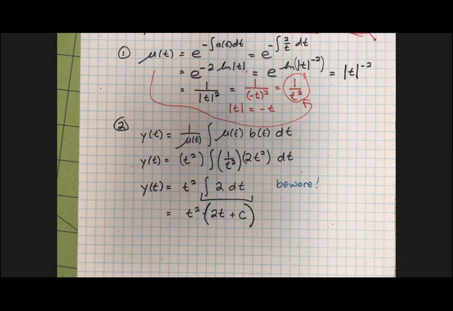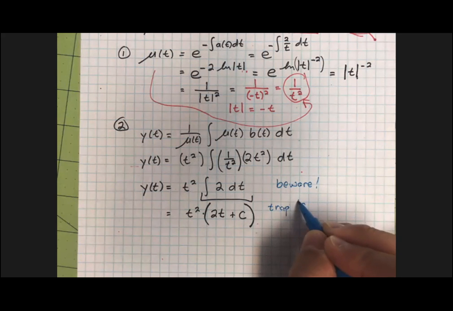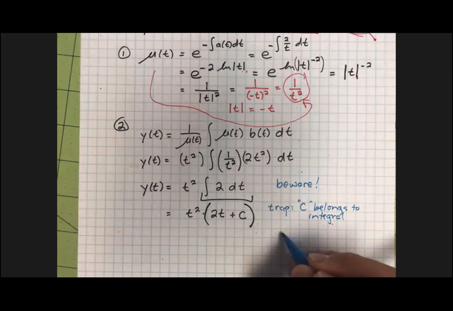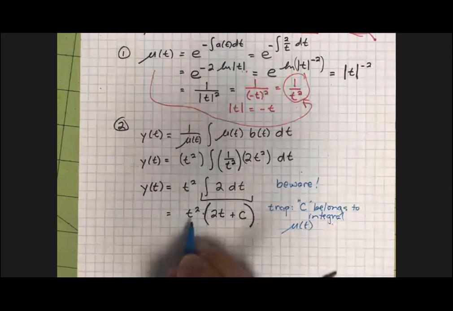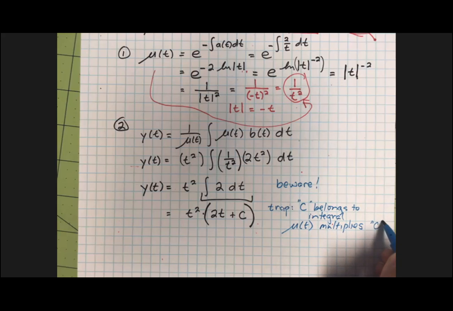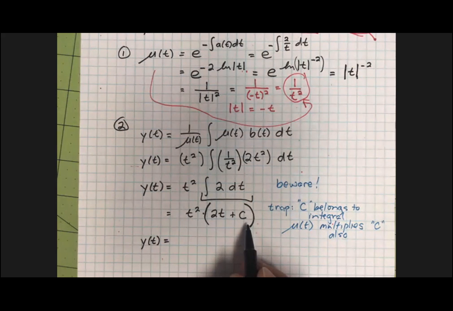Okay, so this was the trap. C belongs to the integral. The t squared multiplies the c also. Don't forget that. Okay, now let's land this puppy. I'm feeling a little bit better now.